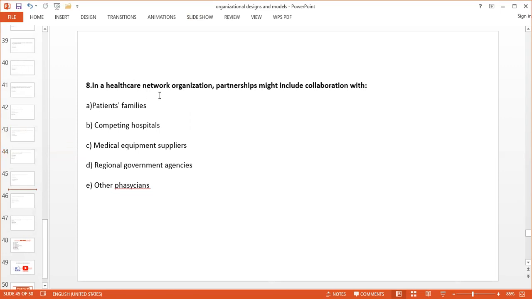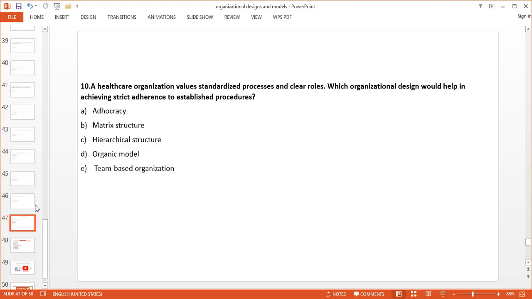Eighth one: in healthcare network organization, partnerships might include collaboration with patient families, competing hospitals, medical equipment suppliers, regional government agencies, and other physicians. The answer is D. Next.